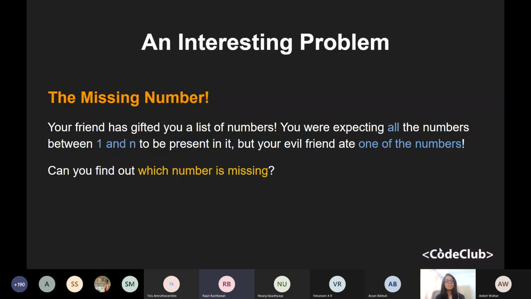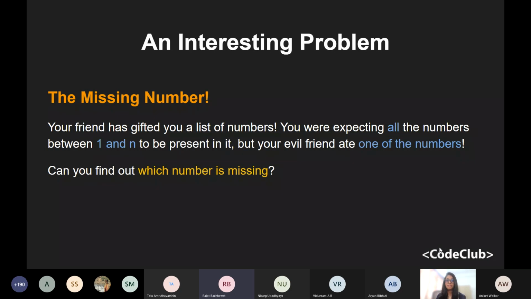So the problem is simple. You have a friend who has given you a list of numbers, and you were expecting all numbers between 1 and n to be present in the list, but your friend took away one of the numbers. So essentially this means you have a list of numbers between 1 to n, but one number is missing from that. Suppose n is 4 and 3 is missing, you will have 1, 2 and 4 with you. And you need to find out which number is missing.